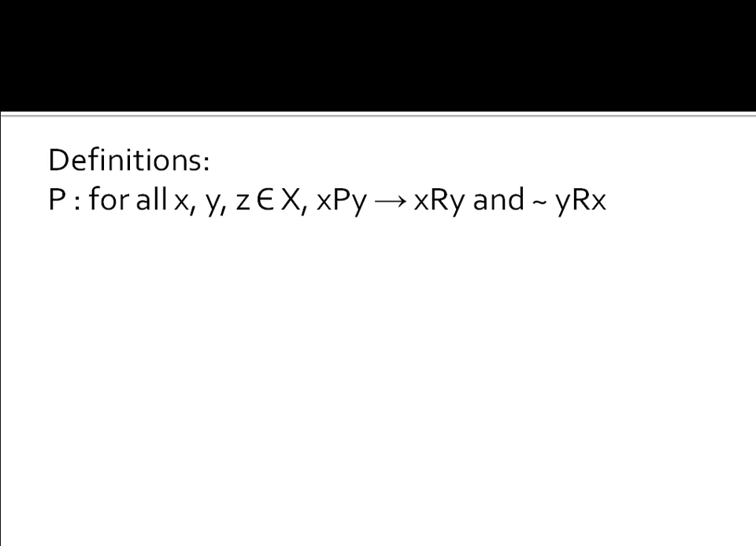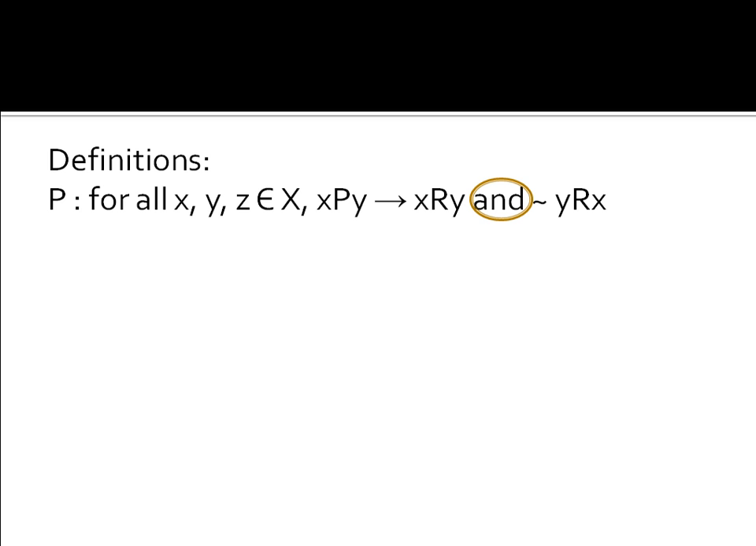Now certain definitions which we have to know about preferences. One, P, that is the strict preference relation: for all x, y, z belonging to capital X, that is, I have taken any three consumption vectors within the consumption set X, xPy. You can say that X is strictly preferred to Y. Then it would actually mean xRy and not yRx. That is, X is at least as good as Y and Y is not at least as good as X.